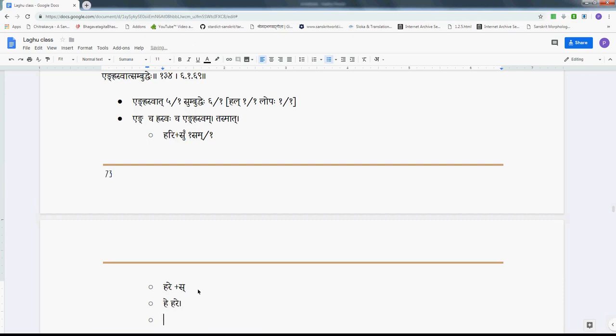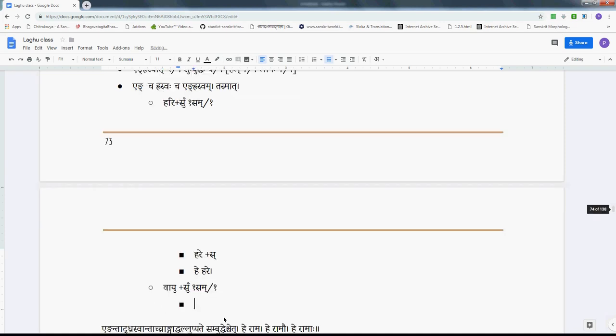This is Ekaranta. Now, Okaranta also. How will you get Okara? By Guna. Say Vayu. Vayu plus Su, Sambodhana Prathama, which is Sambuddhi. In Sambuddhi it will take Guna, and Ukara's Guna is Okara, so you will get Vayo. Or Hey Guru. So you will get Vayo plus Sakara, which is Hal. And Lupyate Engantat Hal Lopaha Bhavati, therefore you will get He Vayu.